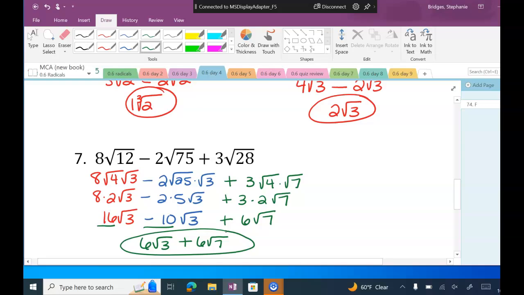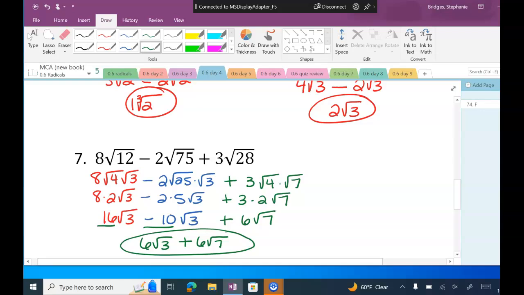So if they are not the same, they cannot be added or subtracted. You just leave them as a polynomial. Okay, combine the terms you can, and the terms that can't be combined just come down. Any questions on that one?